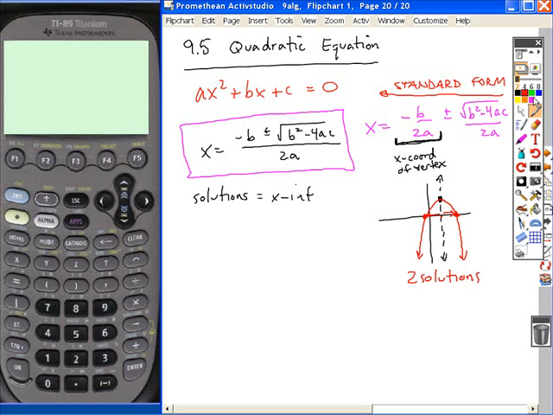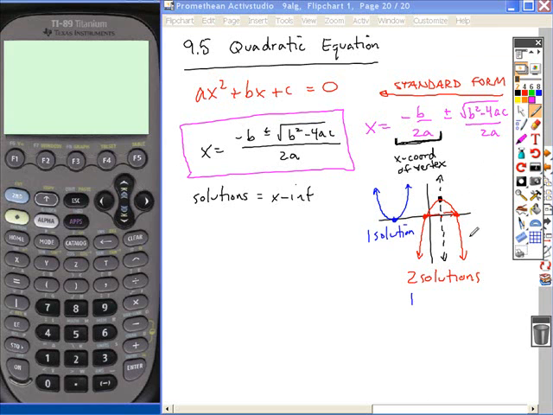You could have a graph that looks like this. It can open up or down. But if the vertex is on the x-axis, are there going to be any other points that intersect with this x-axis? Will there be any other x-intercept if the vertex is on the x-axis? No. So you could have one solution. Again, it can open up or down in either of these cases.